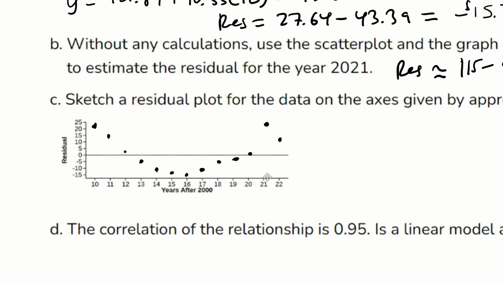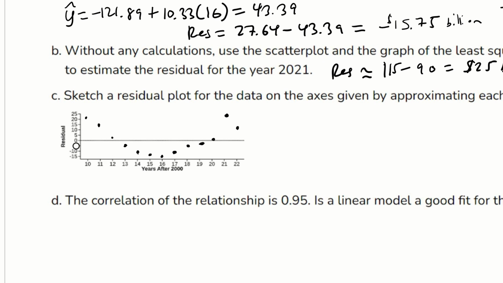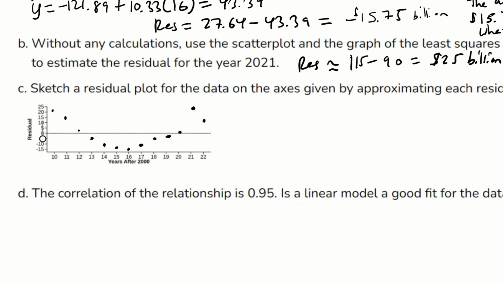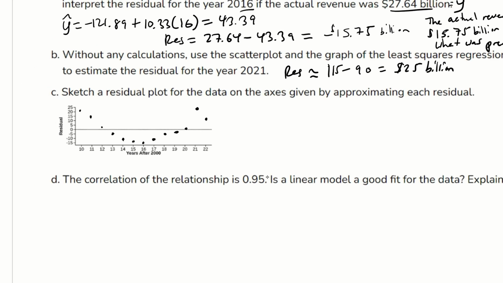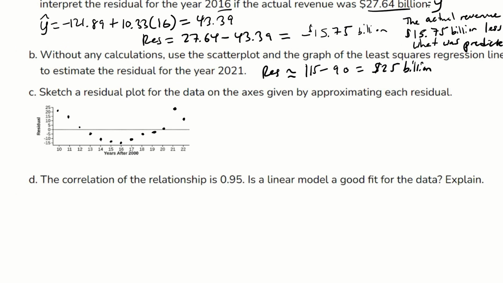So again, this is just an estimate, predicted amount. So there's our residual. There seems to be a curve pattern. And that indicates that if there's a leftover pattern, the model is not appropriate. So the correlation of the relationship is 0.95. Is a linear model a good fit? So this is what we were saying. No.